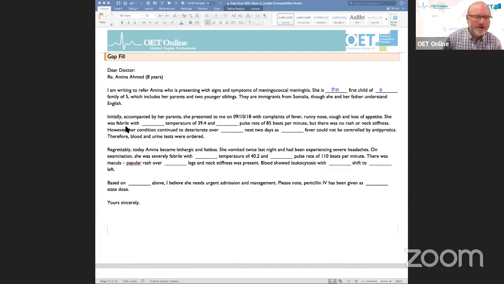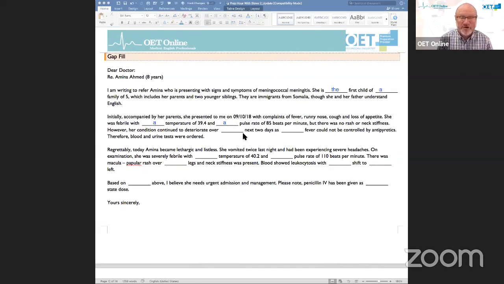She was febrile with a temperature of 39.4. Yes, it's already going in, a temperature, it's countable. And next one's the same, isn't it? A pulse rate, because rate is countable, 85 beats per minute. But there was no rash or neck stiffness.